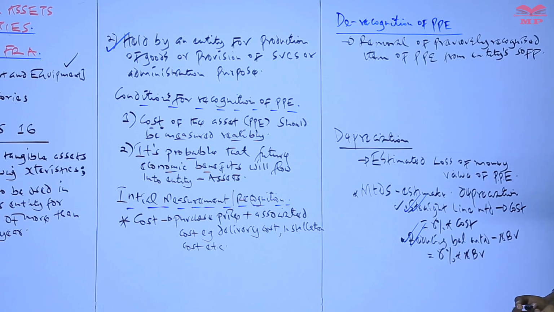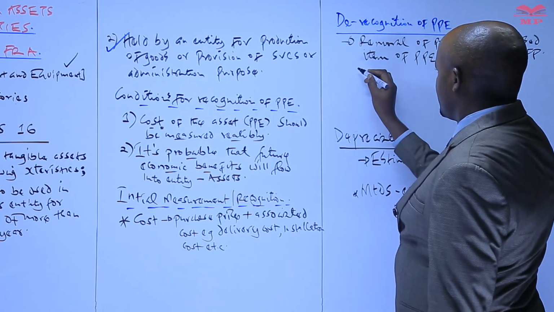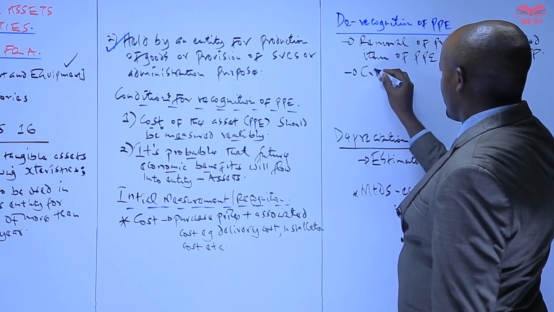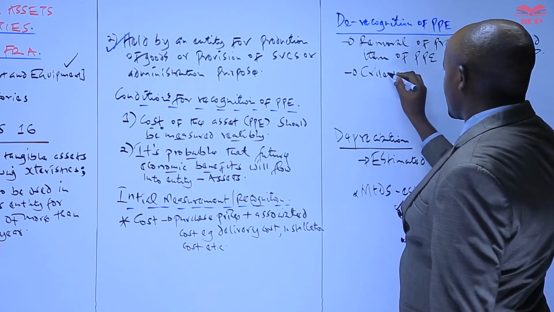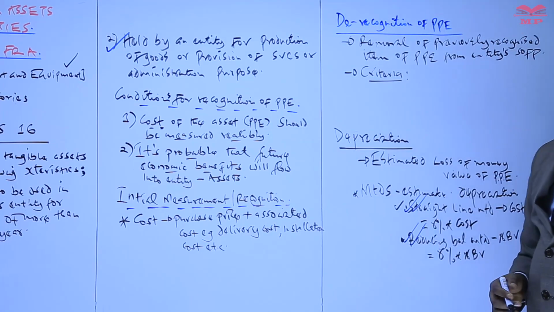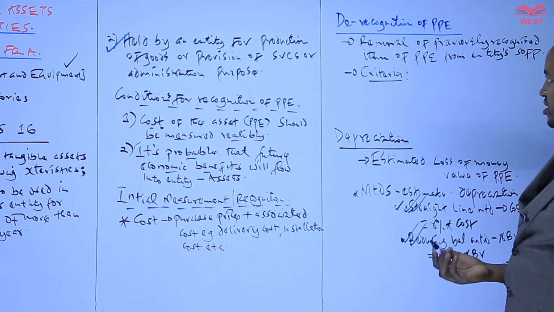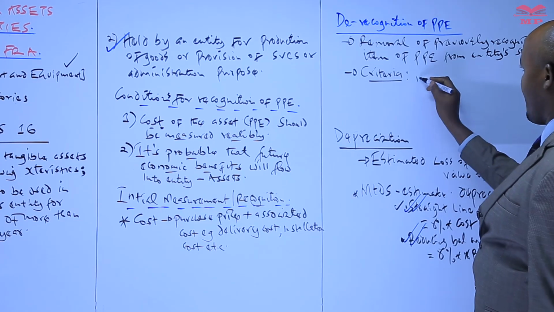So in this case, we have two criteria for derecognizing. We can talk of criteria, or in other terms, we can talk of why a company should derecognize, or basically why a company should remove an asset from its books of accounts or from its statement of financial position.